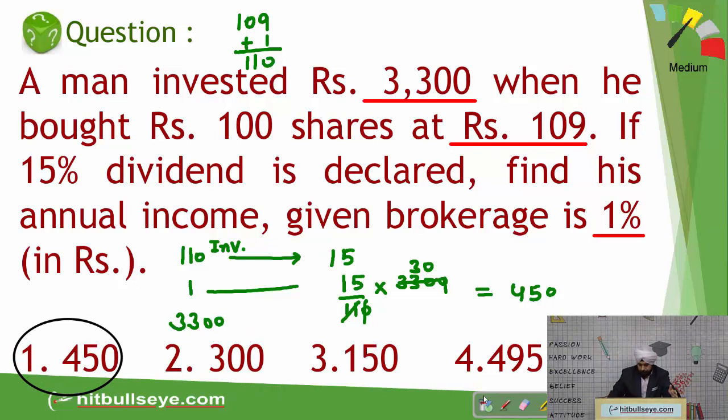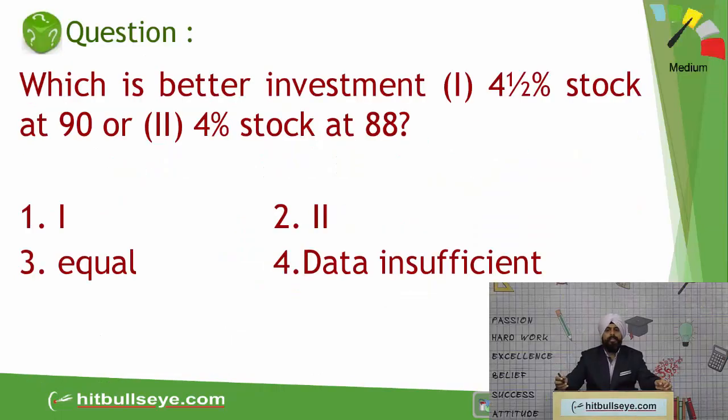Right students, now in this question, you want to compare two investments. One is 4.5% at 90, other is 4% at 88. Now students, the best way to do this is try to calculate the investment to gain 1 rupee.